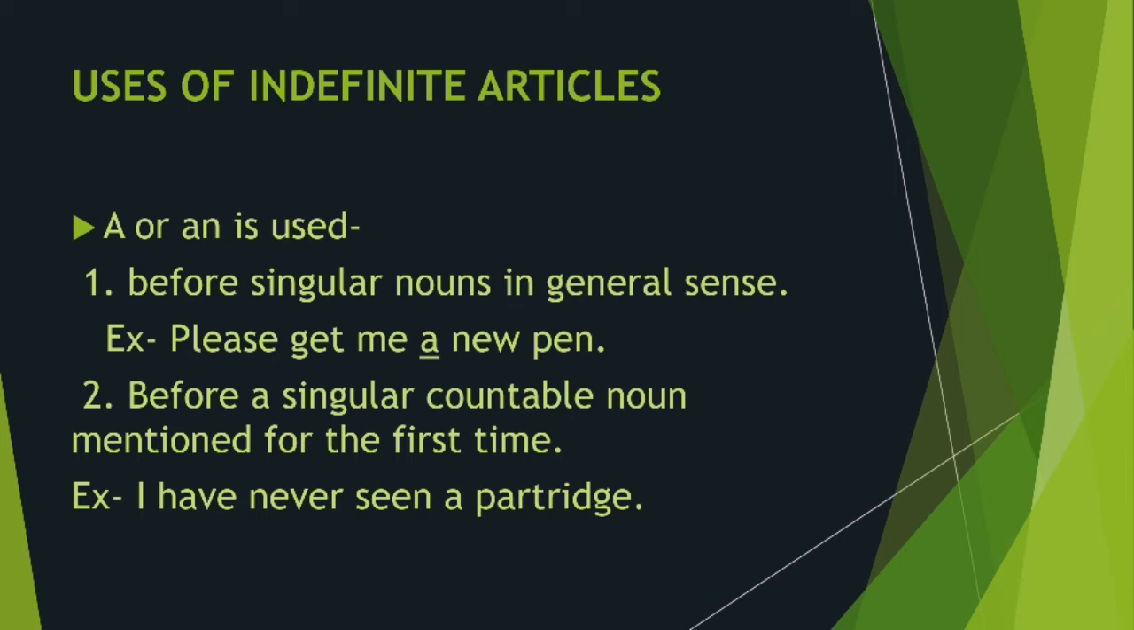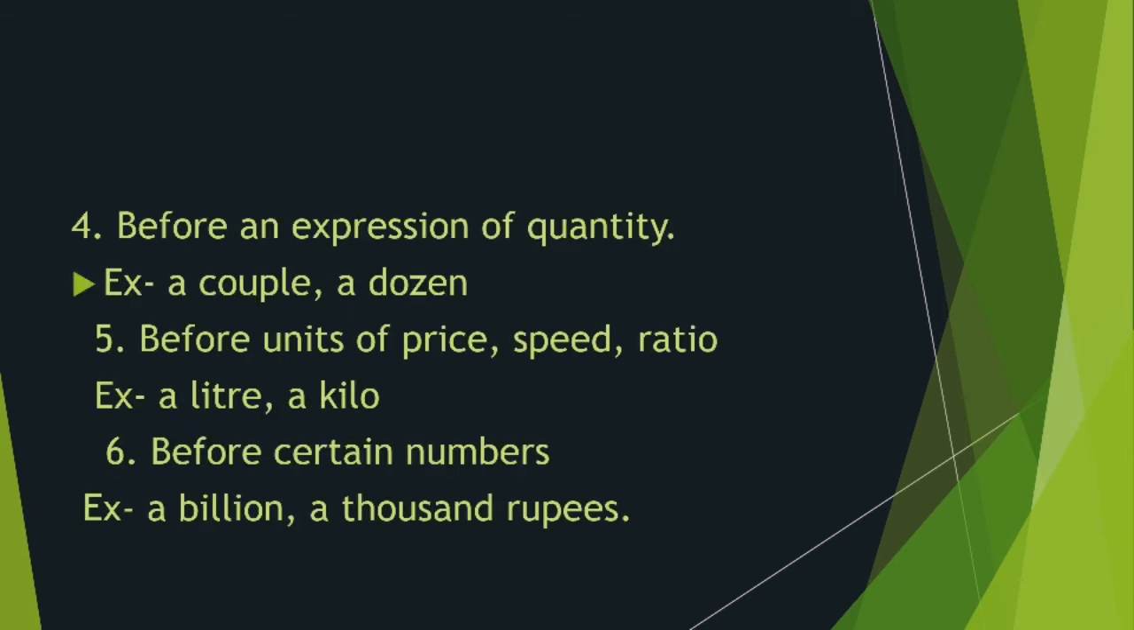Okay, before a singular countable noun mentioned for the first time. ऐसा कोई भी noun जो आपने first time mention किया है. Like, I have never seen a partridge. Partridge is like hen sort of. Hen होती है ना, like that. So, I have never seen a partridge. Here you have used it for the first time. So, a is used. Before an expression of quantity. कोई भी आप quantity की बात कर रहे हो. A couple, a dozen. Like 12 are there in dozen. So, a dozen, a couple.